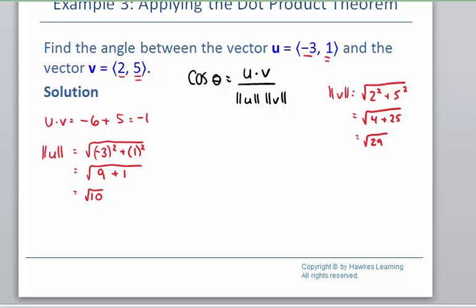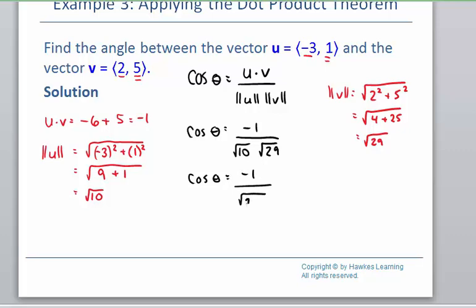Okay, so once we know that, we can come back to our problem and plug in those values. So I'm going to have that the cosine of angle theta is equal to the dot product, which we found to be -1, over the magnitude of u, which we found to be the square root of 10, and the magnitude of v, which we found to be the square root of 29. Just to make this a little easier to go to my calculator with, I'm going to combine these two square roots. 10 times 29 is 290. Okay, and then we're going to enter it in our calculator.